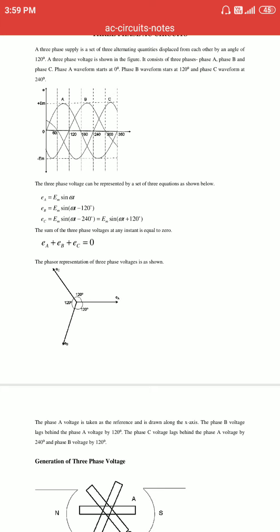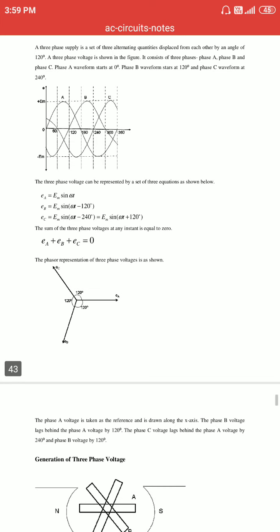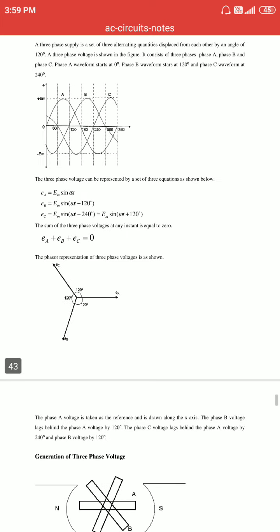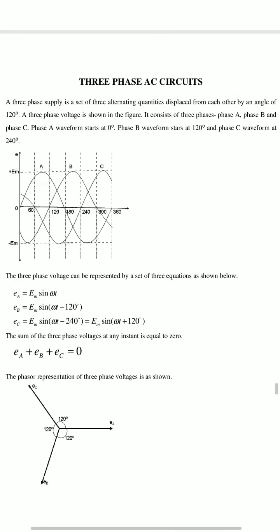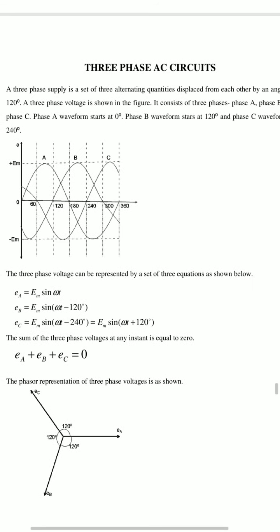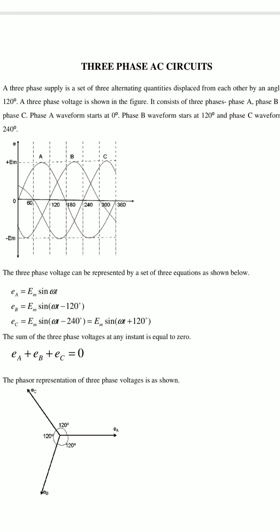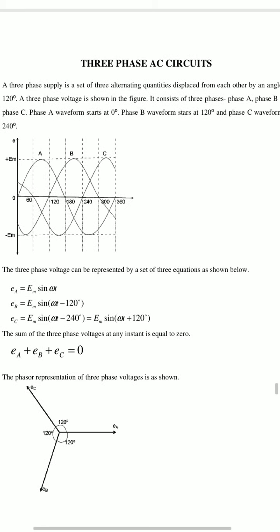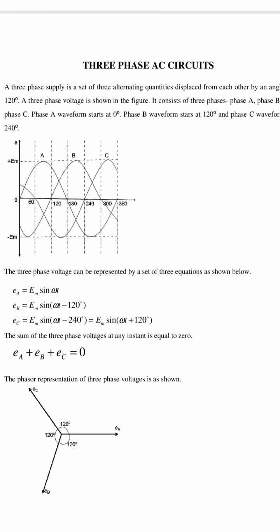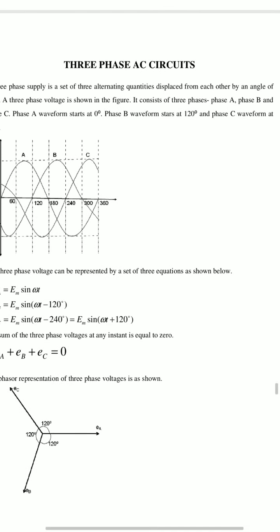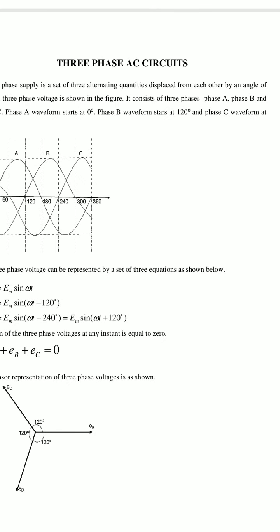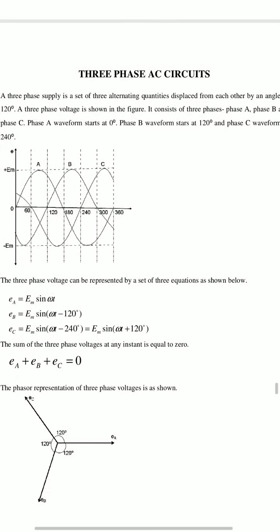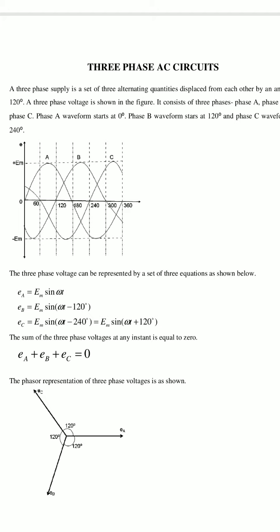Here a three-phase supply is a set of alternating quantities displaced from each other by an angle of 120 degrees.